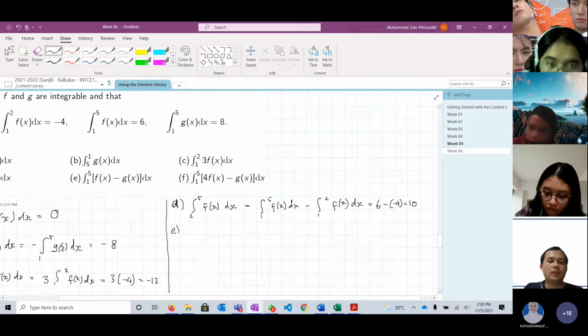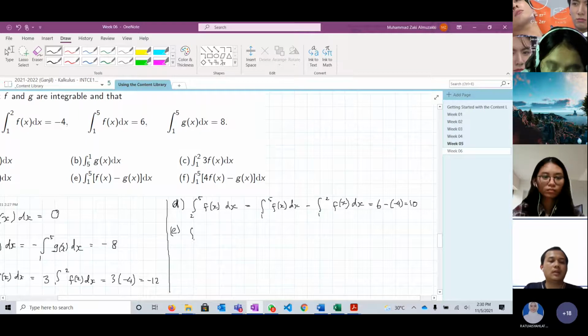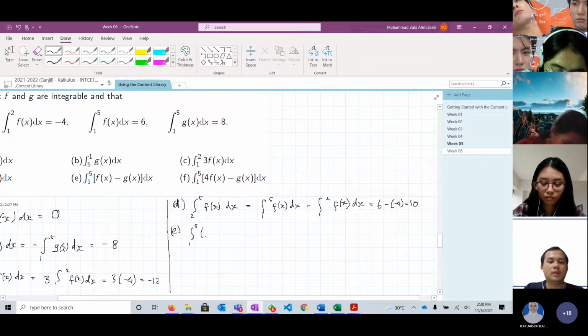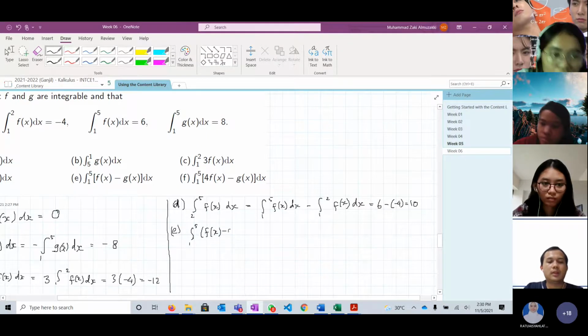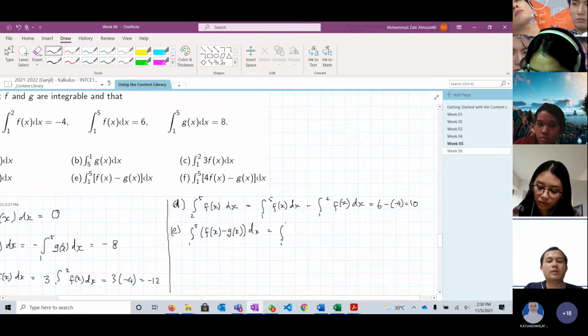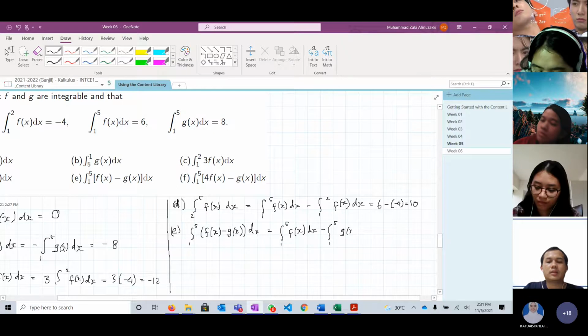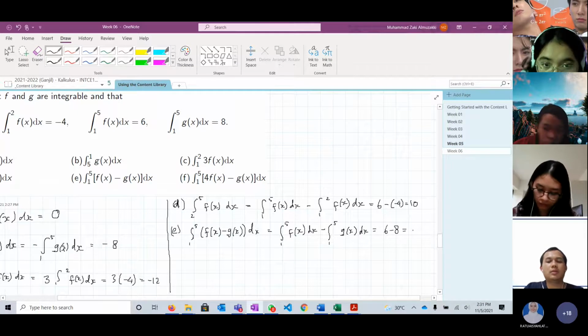And for E, we have that the integral from 1 to 5 of f of x minus g of x dx is equal to the integral from 1 to 5 of f of x dx minus the integral from 1 to 5 of g of x dx, which is 6 minus 8, which is minus 2.